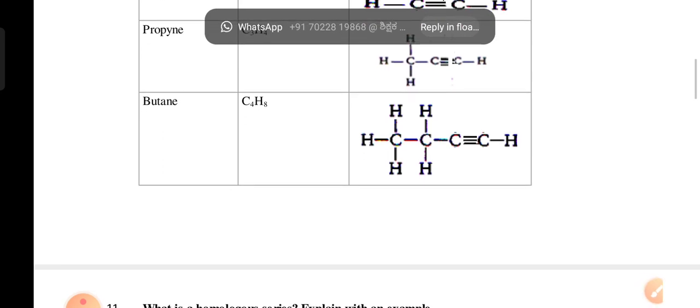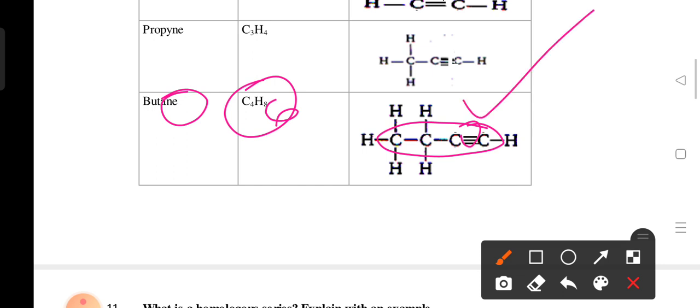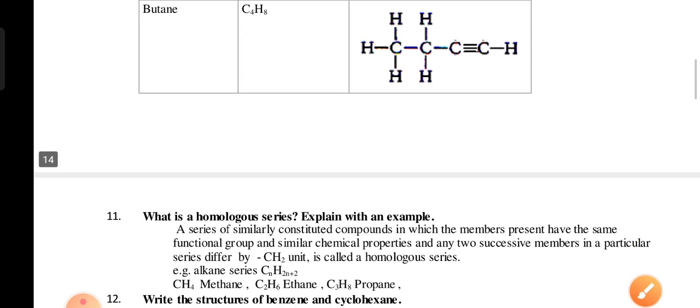Next one, butyne. Butyne C4H8. They made a mistake here. It's okay. How many carbon atoms are there? 4 carbon atoms are there. Anywhere you have to write one triple bond. Other than this, how many hydrogen atoms are there? Butyne, double minus 2, C3H6. This is also they made wrong. C3H6. Structural formula correct is there.